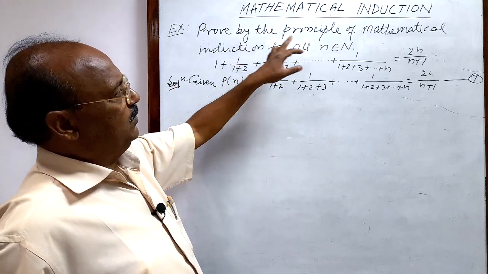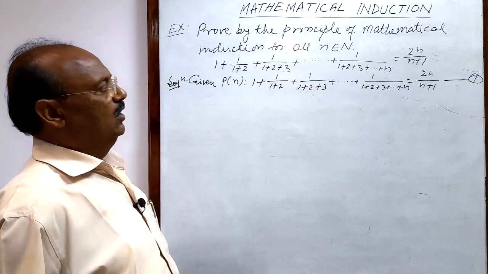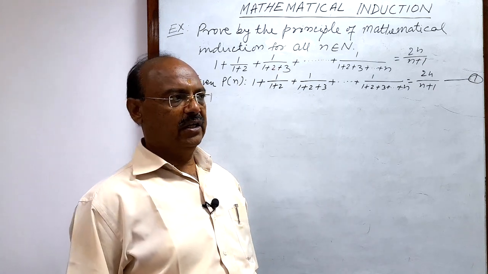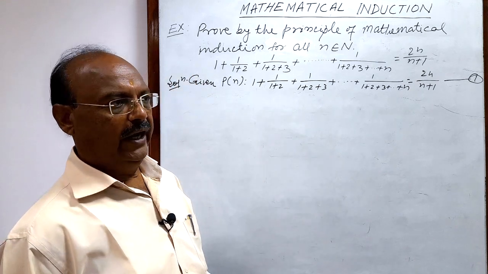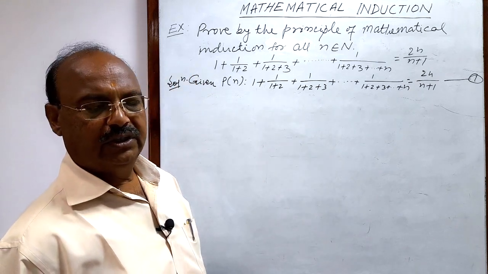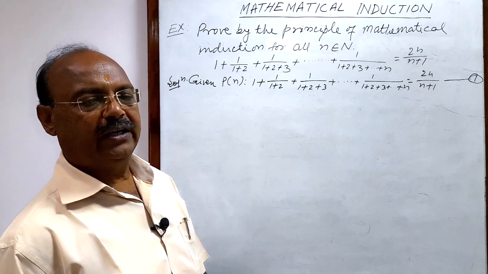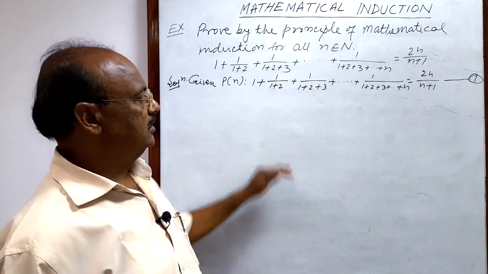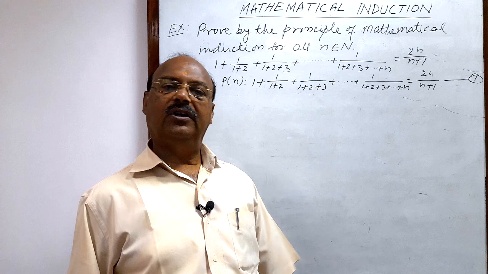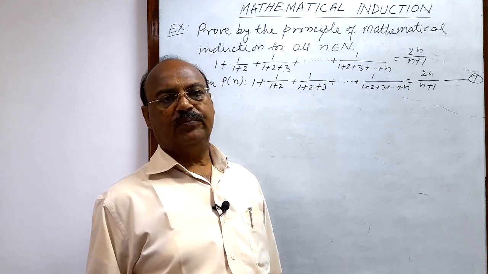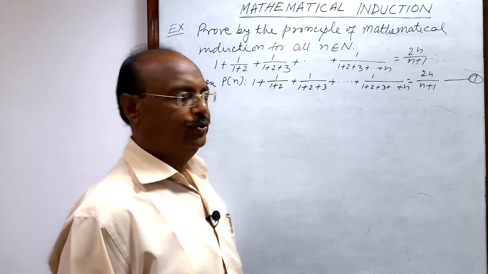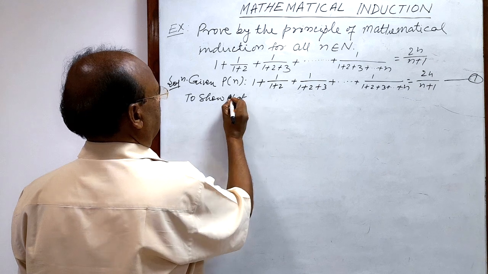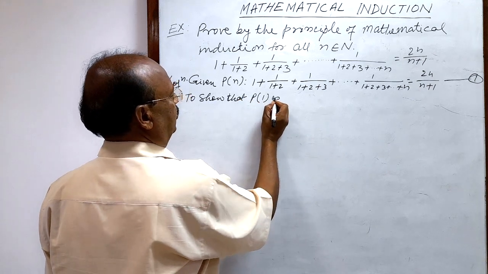According to the principle of mathematical induction, you know that if this statement is true for n is equal to 1, meaning P1 is true, and we assume that PR is true, and again we prove that PR plus 1 is true, then by the principle of mathematical induction, this given mathematical statement will be true for all n. So our first step is to show that P1 is true.